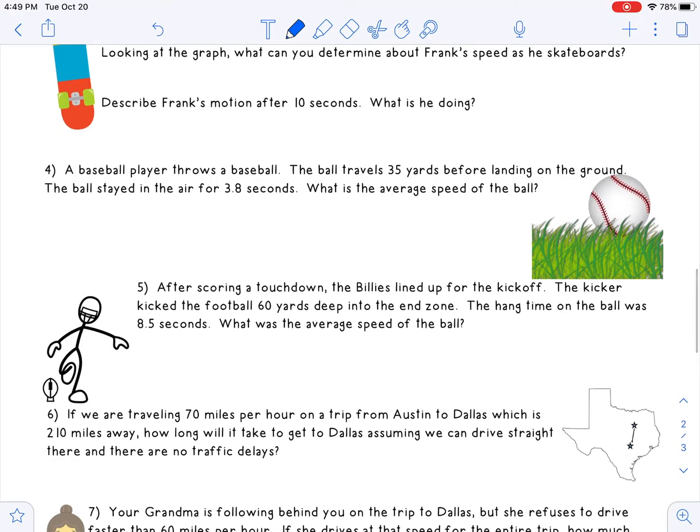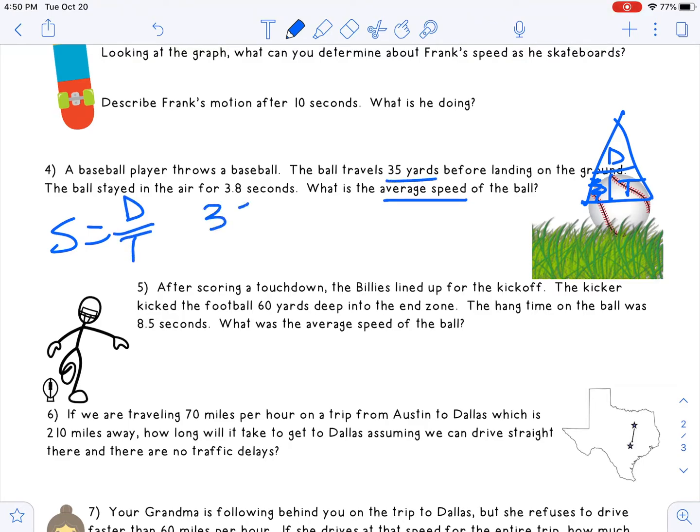And I'm going to come to our first story problem. A baseball player throws a baseball. The ball travels 35 yards before landing on the ground. The ball stayed in the air for 3.8 seconds. What is the average speed of the ball? All right. So when I've got my distance, speed, time triangle, I'm trying to find speed. So my formula is distance divided by time. All right. So what was my distance? 35 yards.